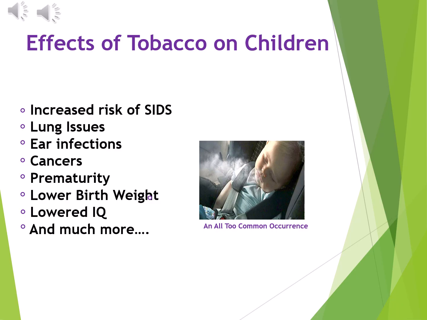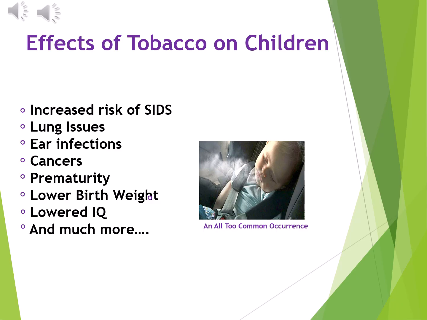Lower birth weight. On average, tobacco-exposed children weigh a half pound less. Now, a half pound to your eye is nothing, but if you only weigh 5 or 6 or 7 or 8 pounds, a half a pound is a very big deal. Babies with lower birth weight have a significantly lower rate of survival.